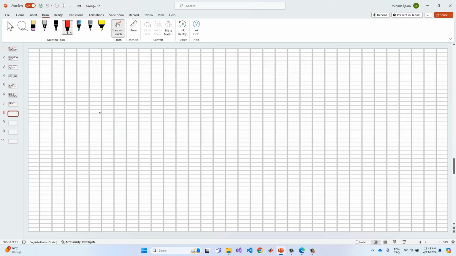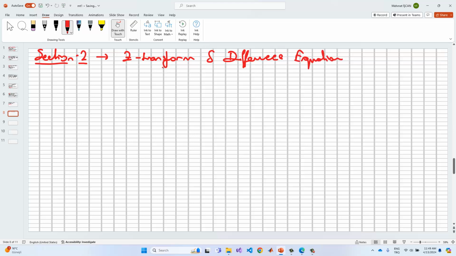In the next place, we need to continue with section 2, the Z transform and the difference equation. Now we need to utilize the solution of the discrete domain based on the Z transform instead of the Laplace transformation. Okay.